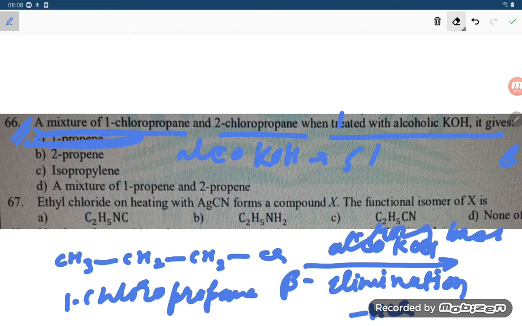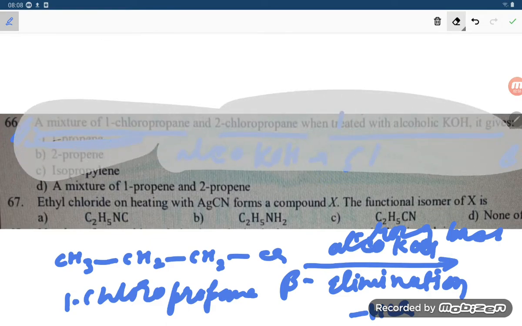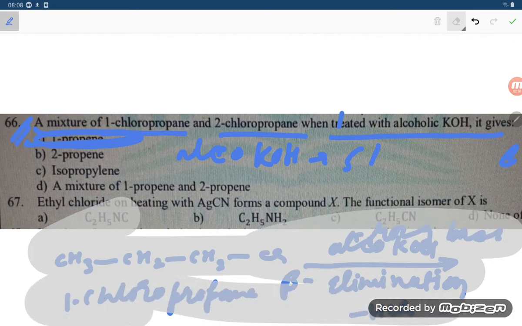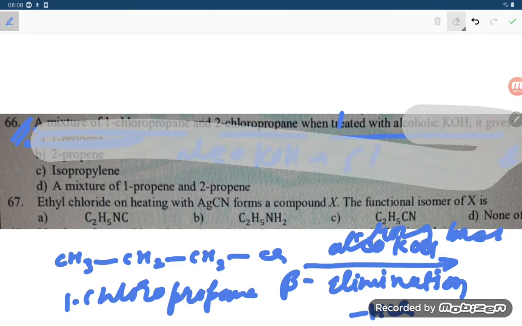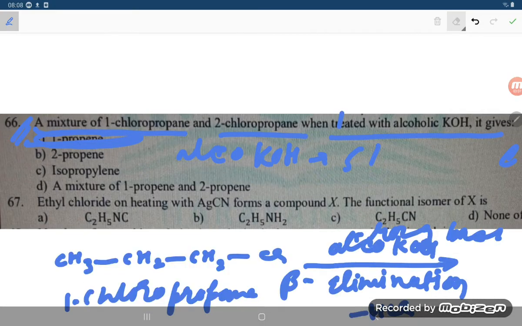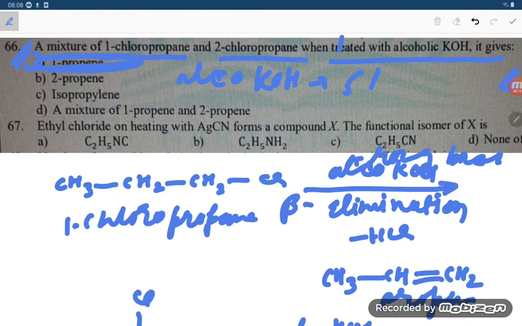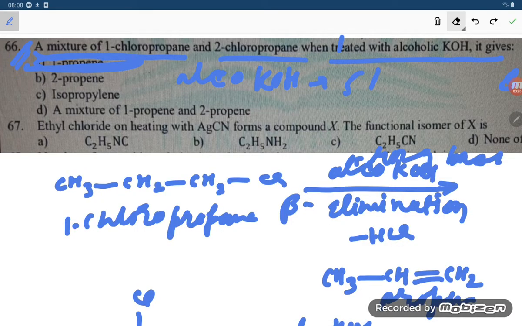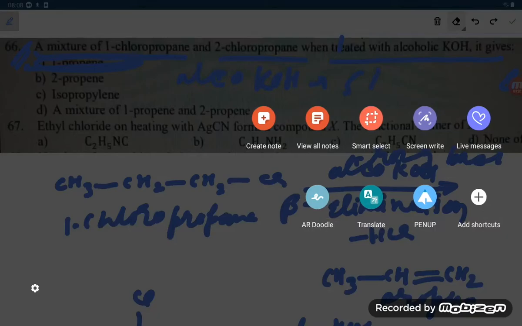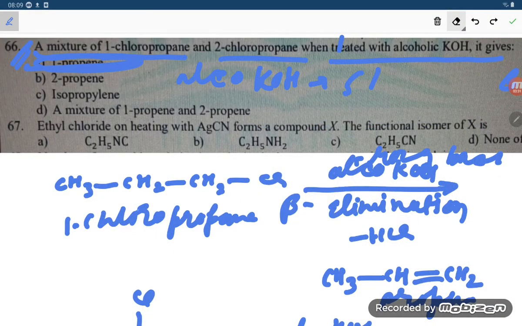Let us erase some part of the question, student, for answering 66. Okay. It's not getting erased, student. I don't know why. It should get erased. Okay, let us see what we can do.